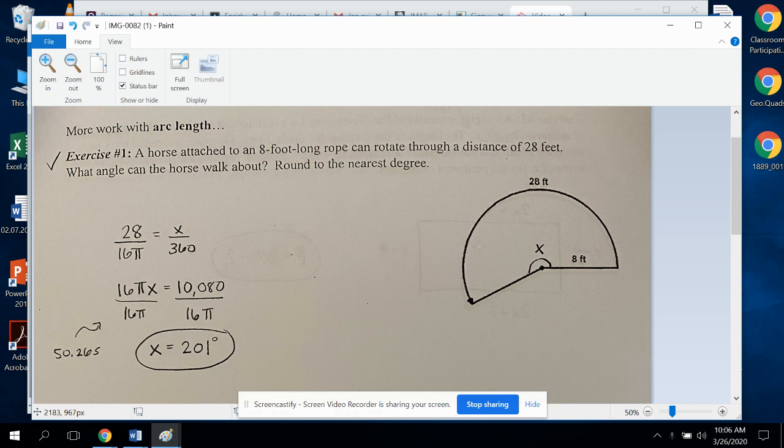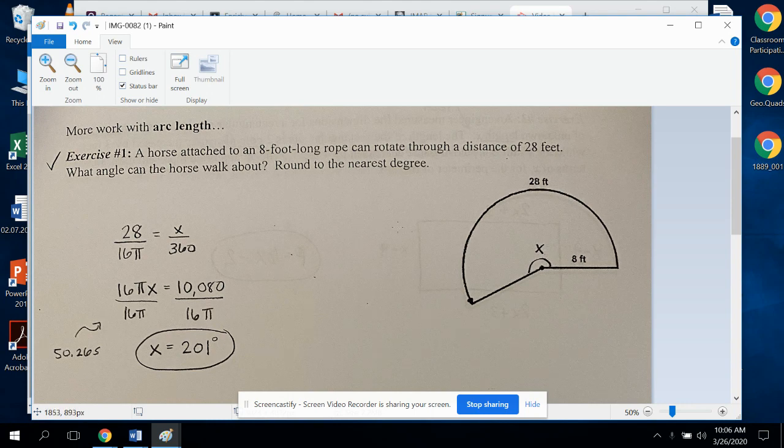Continuing our work with arc length, we are going to now find angle measure and also review arc length in general. So with this example, they're saying you have a horse. So I'll assume the horse is right here, and it's attached to an 8-foot long rope. It's allowed to rotate around wherever it's penned in with that rope 28 feet. So that creates an arc. I want to now know the central angle at which that horse has been rotating around.